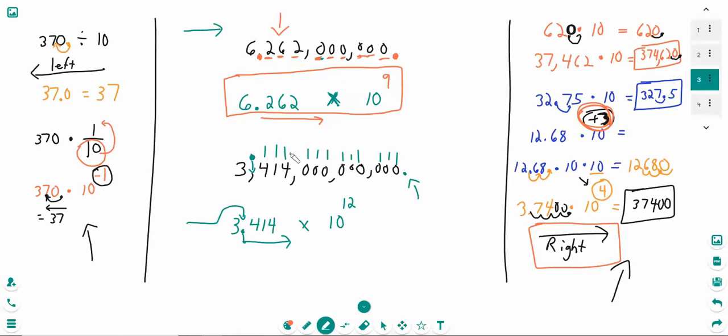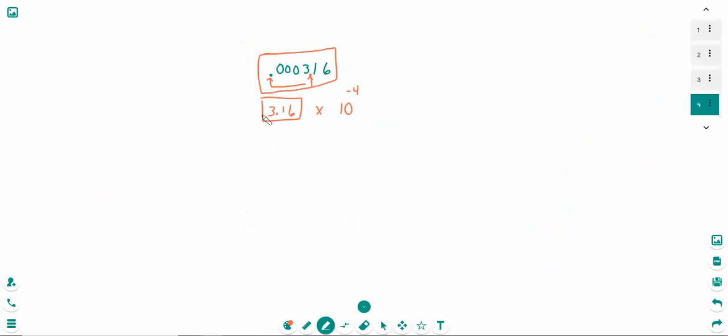On the other hand, with these problems, we have 6.262, and we're trying to get it back to this very large number. So we have a relatively small number, and we're trying to get back to a really large number. Well, then we have to use a positive exponent. You have to think backwards. If you have a small number that you're trying to get into a larger number, it makes sense to use a positive exponent. If you have a large number that you're trying to get back to a small number, then it makes sense to use a negative exponent. You need to go backwards.